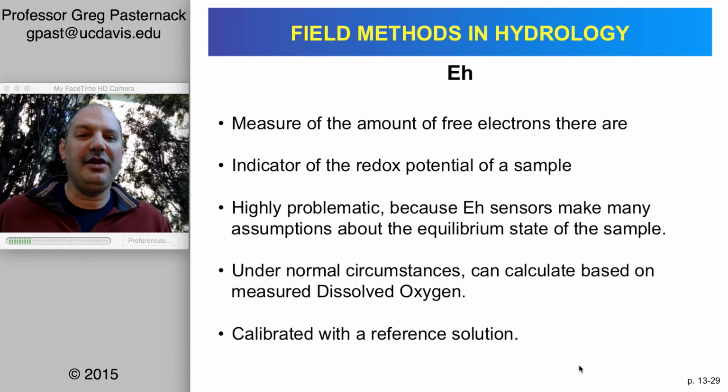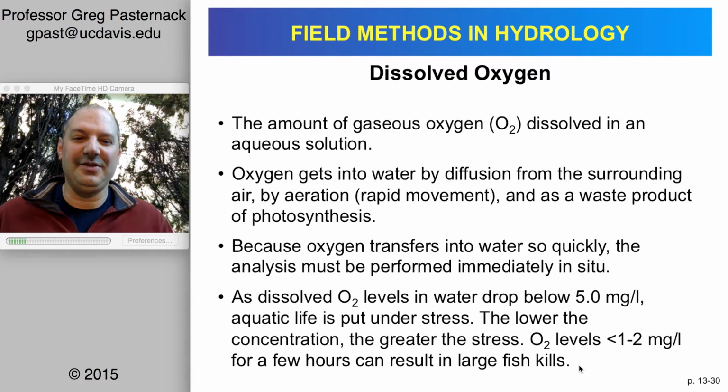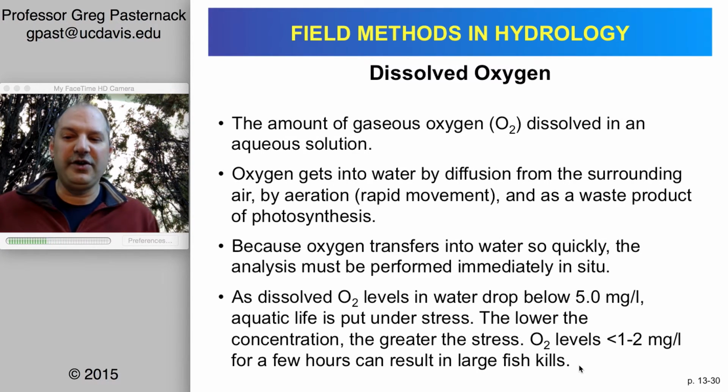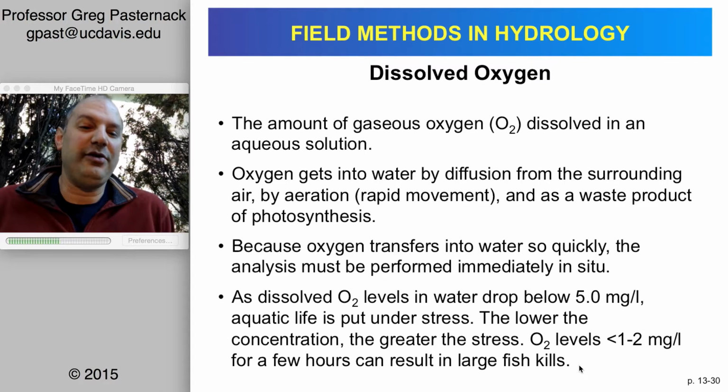Instead, you can calculate the Eh from an equation using dissolved oxygen, and that gets beyond the scope of this course. But if you were to take a course in geochemistry, then you would see that. And Eh would be calibrated with a reference solution, although how that would be done would be tough because it's very hard to literally keep in a bottle a particular value of Eh. That's true also for dissolved oxygen because as soon as you open a bottle, the oxygen can freely exchange with the air around you.